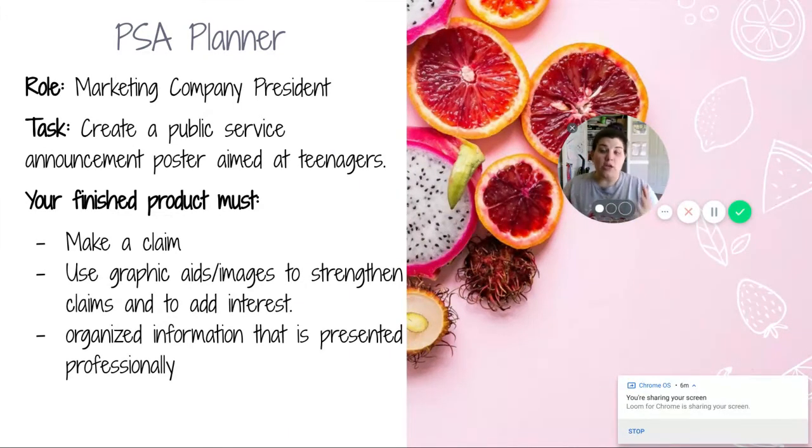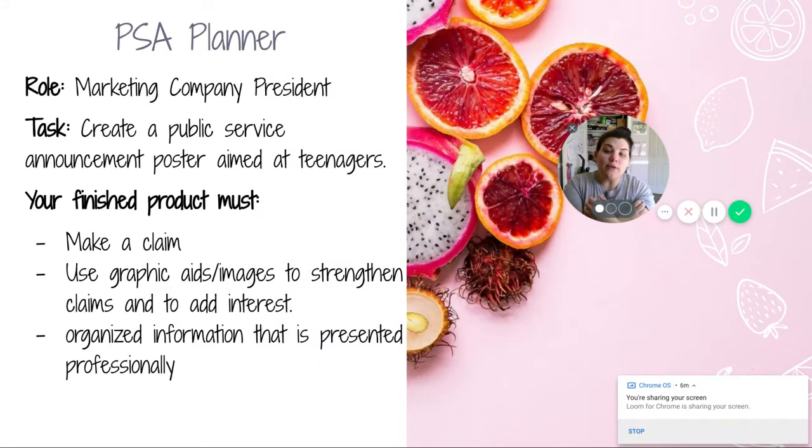Your finished product, your PSA, must make a claim. So let's say my claim about homework is that homework helps students do better in school. Cool. So my claim is that homework helps students do better. Then it says use graphic aids / images to strengthen claims and to add interest. So some of the things I might want to do are maybe a student holding up a paper where they have an A, or maybe a student who's got a light bulb above their head, like they're getting it while they're doing their homework.